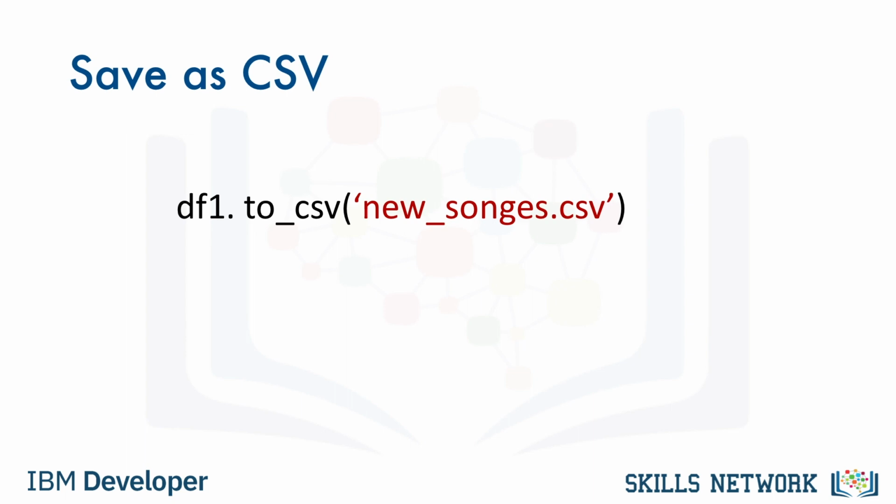We can save the new data frame using the method to_csv. The argument is the name of the CSV file. Make sure you include a .csv extension. There are other functions to save the data frame in other formats.